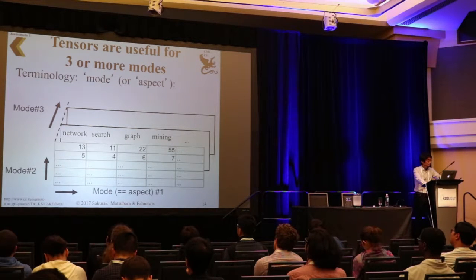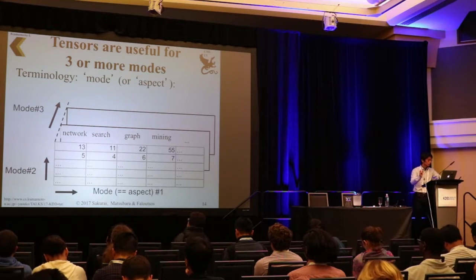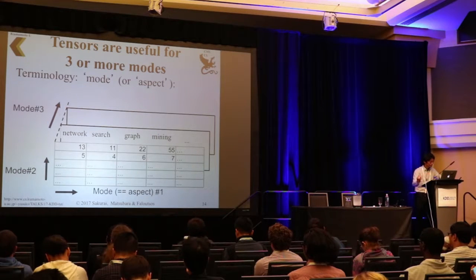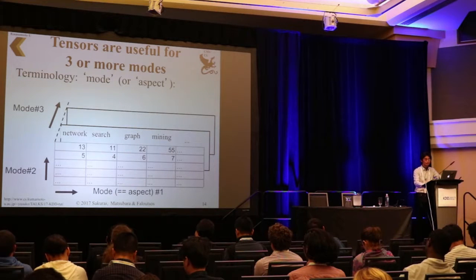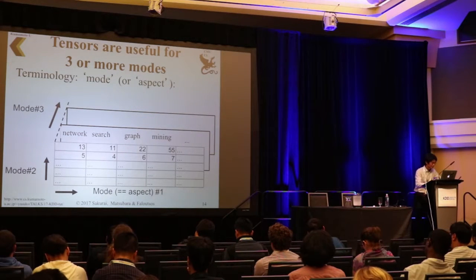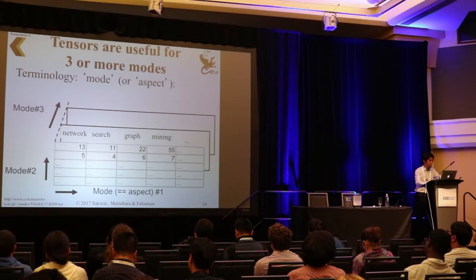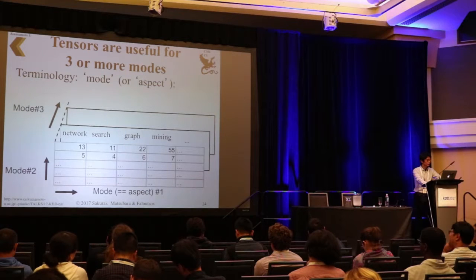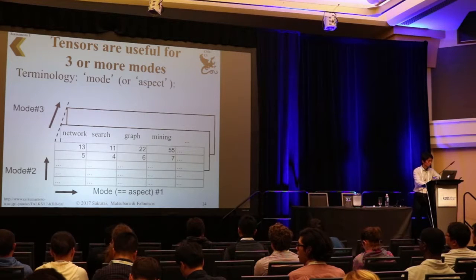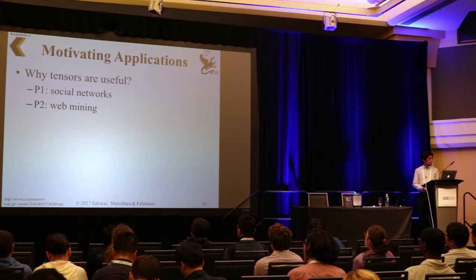We also say mode. This is an example of a third-mode tensor. The first mode is term: network, search, graph, mining. The second mode is author: Joe, Peter, Mary, and Nick. The third mode is the conference: KDD this year, last year, and so on. So tensor analysis is very useful.